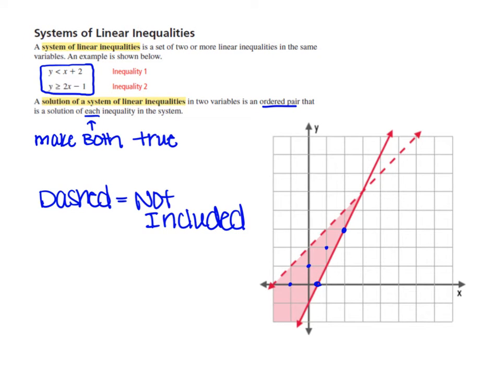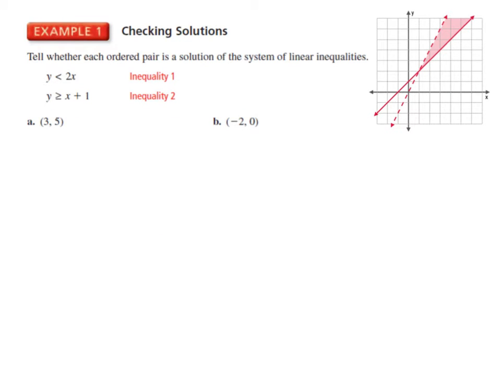So if we look at an example, if I have a graph, I can tell if a point is a solution just by graphing that point and seeing if it's in the shaded region. So for letter A, the point (3, 5), if I was given this graph, 1, 2, 3, 4, 5, (3, 5) is this point right here. It should be a solution, right? Let's check or prove that it's a solution using the equations also.